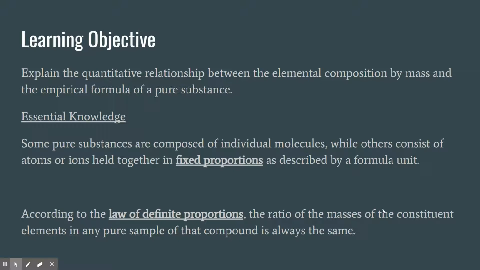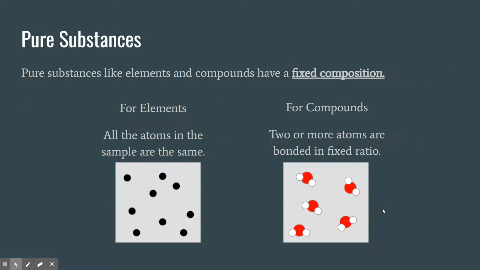The first is that a pure substance has fixed proportions, and that because of that, we have the law of definite proportions, which states that the masses of the elements that make up pure substances is constant with regard to the total mass. So let's take a look. First, let's define pure substances. These are elements and compounds, and they have fixed compositions.